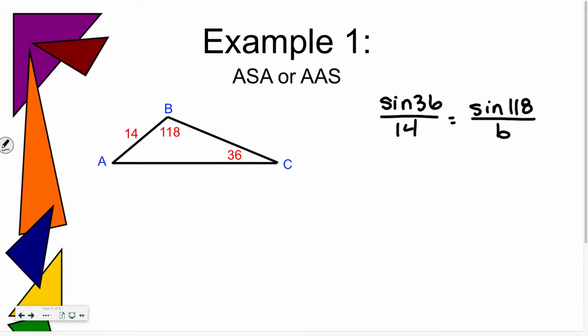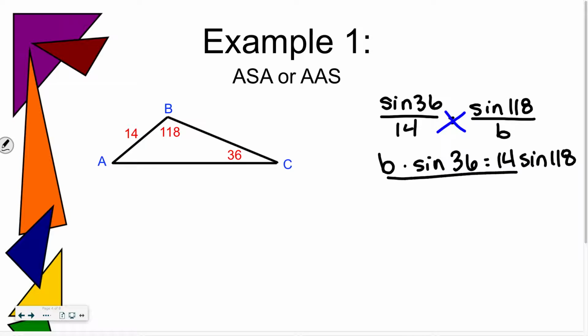So now we're going to cross multiply. When we cross multiply, we'll get B times the sine of 36 equals 14 times the sine of 118. You don't have to do that in your calculator right now. Just leave it alone. You'll type it all in at the end. Don't worry about getting decimals just yet. If I have B times the sine of 36, how will I get B all by itself? Divide by sine of 36.